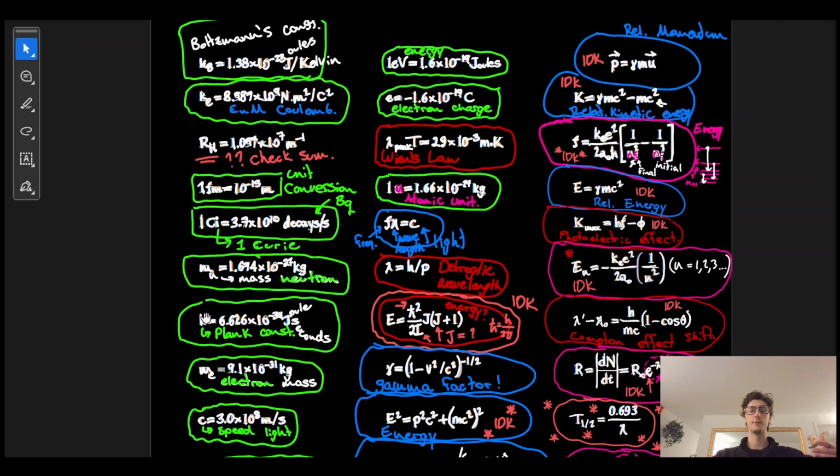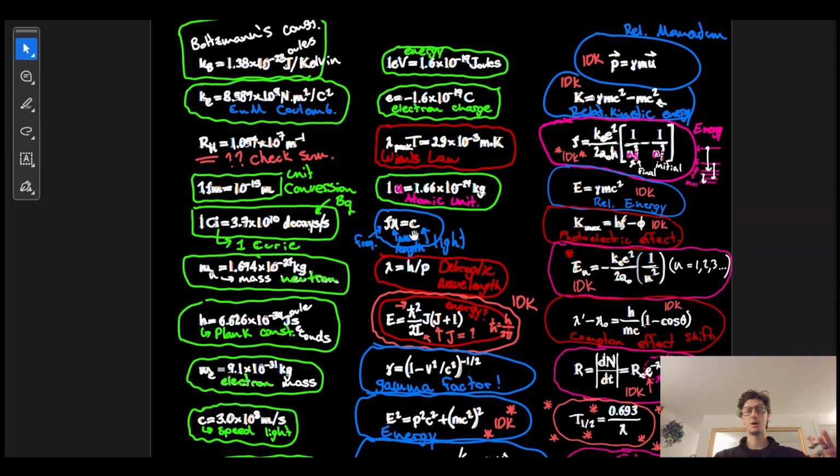There's a lot of conversion equations here. Curie to decay rate, electron volts to joules, atomic mass units to kilograms, pounds to kilograms, Fahrenheit to Celsius. You have to know how to convert between these if the question is asking you, or if you get stuck somewhere and you need to cancel some units out.